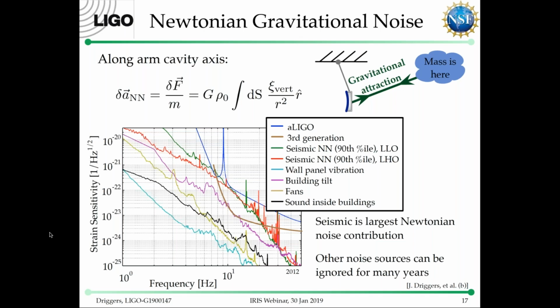And the summary of this plot is that for advanced LIGO's sensitivity, Newtonian gravitational noise from ground vibrations underneath our test masses can actually be a noise limitation for advanced LIGO. Also, none of these other potential sources like the tilt of buildings or infrasound inside the buildings is going to be relevant for our current interferometers, although they will certainly be more relevant for future generations of gravitational wave interferometers.